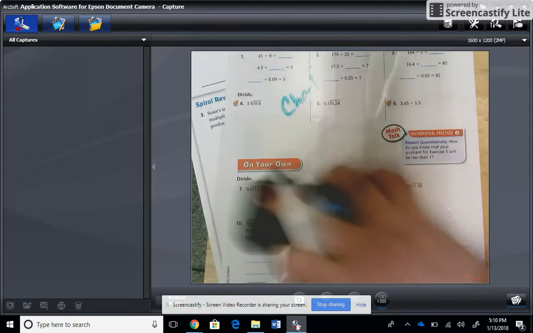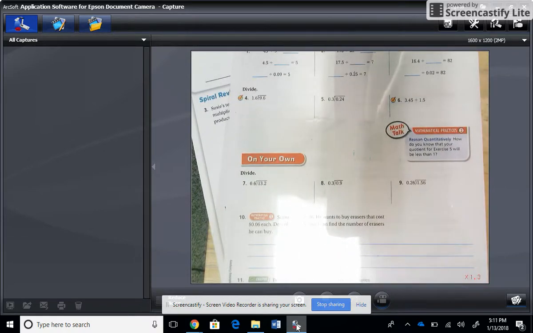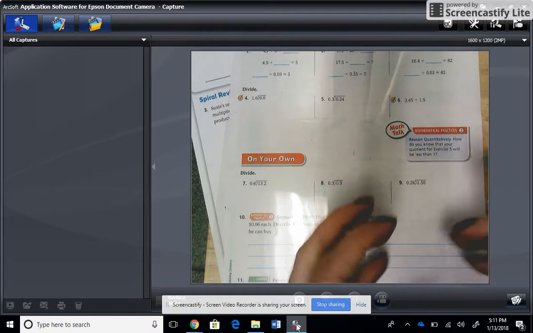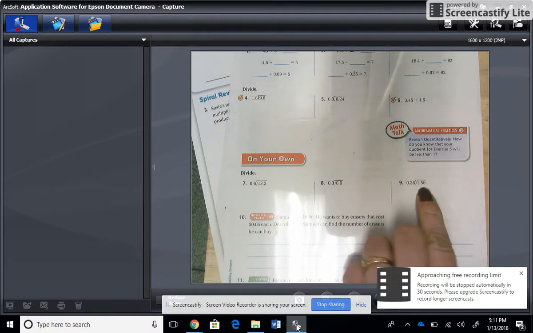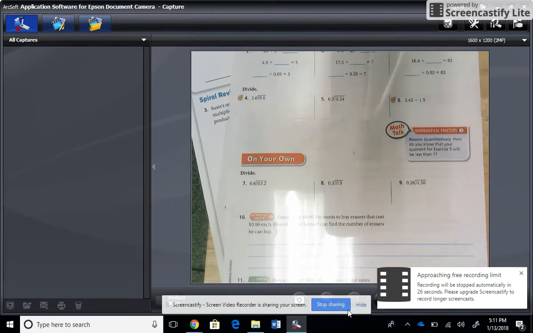If you are starting to understand this, division of decimals will be so much easier now that you understand what you're really doing. You're taking this times the power of 10. You're taking this by a power of 10, and you're getting your answer. Go to work.